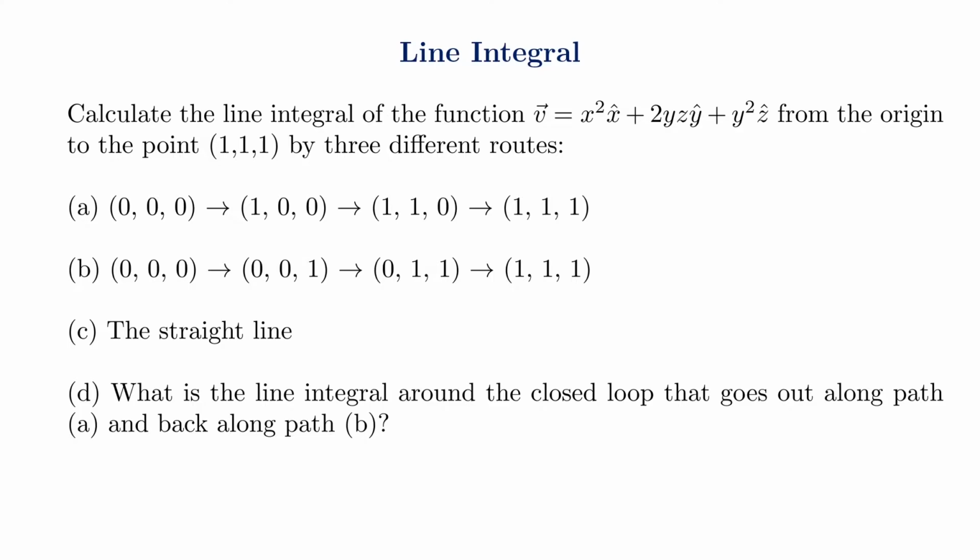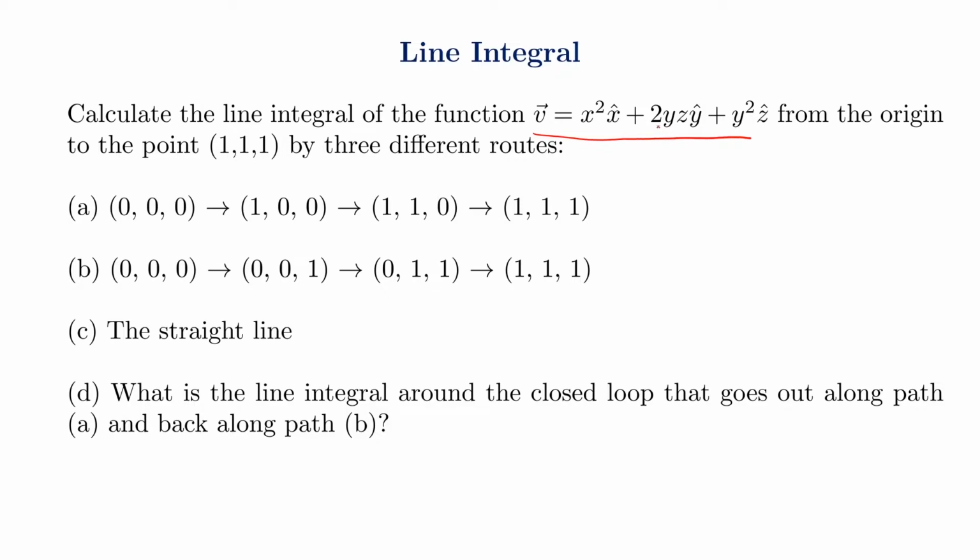Let's now try to calculate the line integral of the function v equal to x square x hat plus 2yz y hat plus y square z hat from the origin to the point 1, 1, 1 by three different routes. Route A starts from 0, 0, 0, goes to 1, 0, 0, then to 1, 1, 0, then to 1, 1, 1. Route B starts from 0, 0, 0, goes to 0, 0, 1, then to 0, 1, 1, and then goes to 1, 1, 1. And the third route is a straight line connecting 0, 0, 0 and 1, 1, 1.